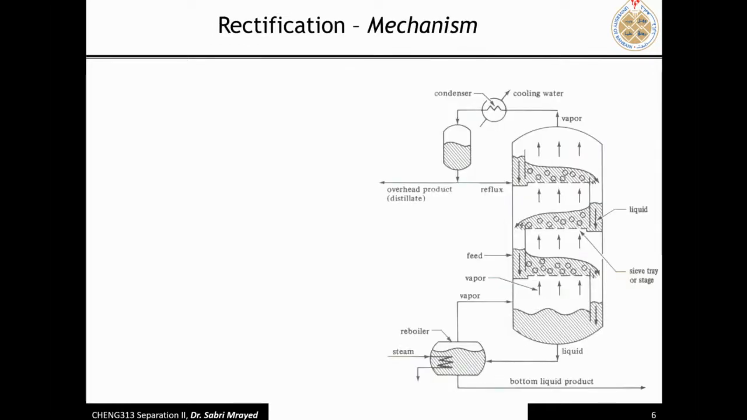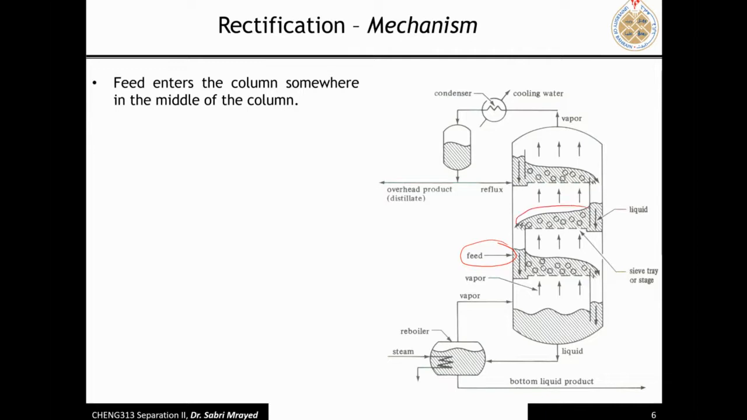The mechanism of how this works: you have the feed going into the column somewhere in the middle, and we said we're going to determine the optimum. This is one of the parameters you determine in the design of the distillation column: the optimum feed stage, where exactly your feed is supposed to be. Is it going to be in stage 1, stage 2, or stage 3? You see here the vapor and the liquids are meeting in different stages, and that's why we call it a tray column.